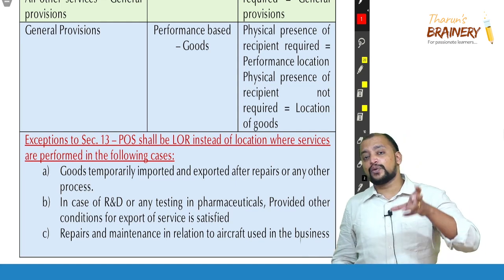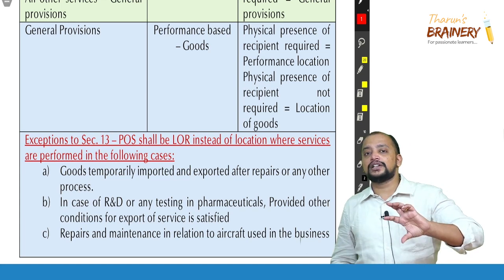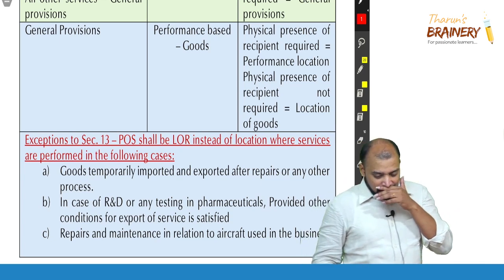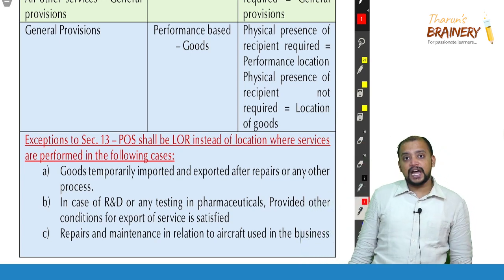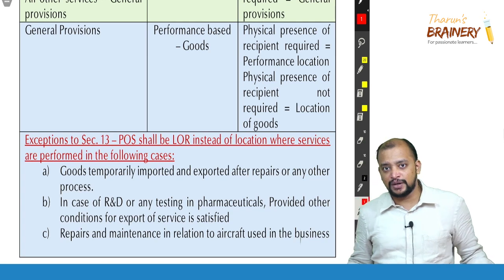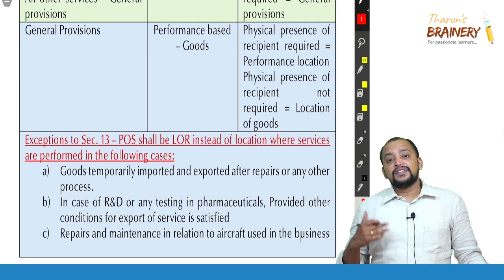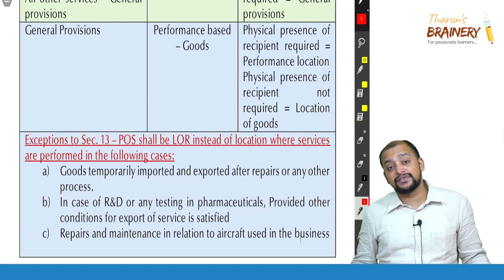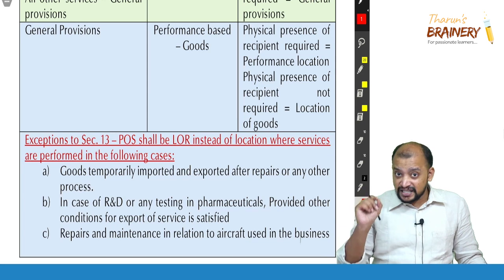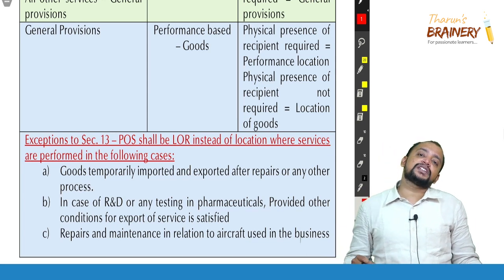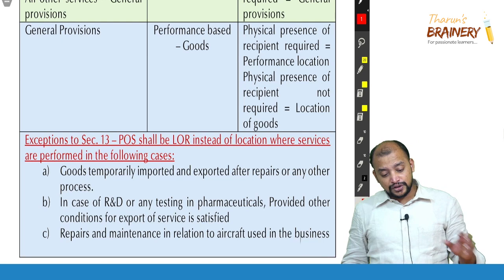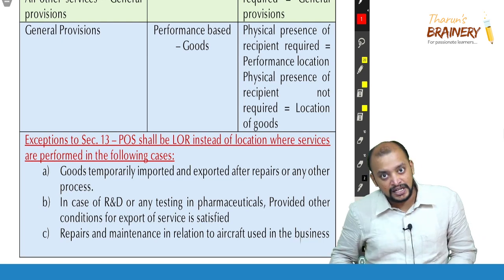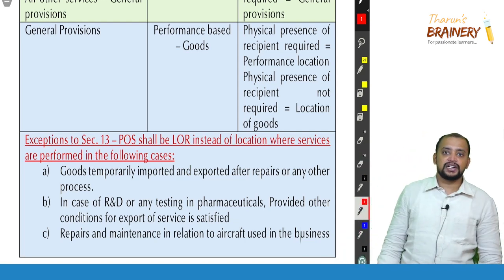So let's do a quick recap of this and then we will see illustrations, and through illustrations I will explain again. Performance based service in relation to goods. We have to take the general provision, section 12 general provision. What is the difference between the previous one and this one? The previous one is performance based service in relation to individuals. This is performance based service in relation to goods, which means on goods we render some services like repairs and maintenance, inspection, etc.